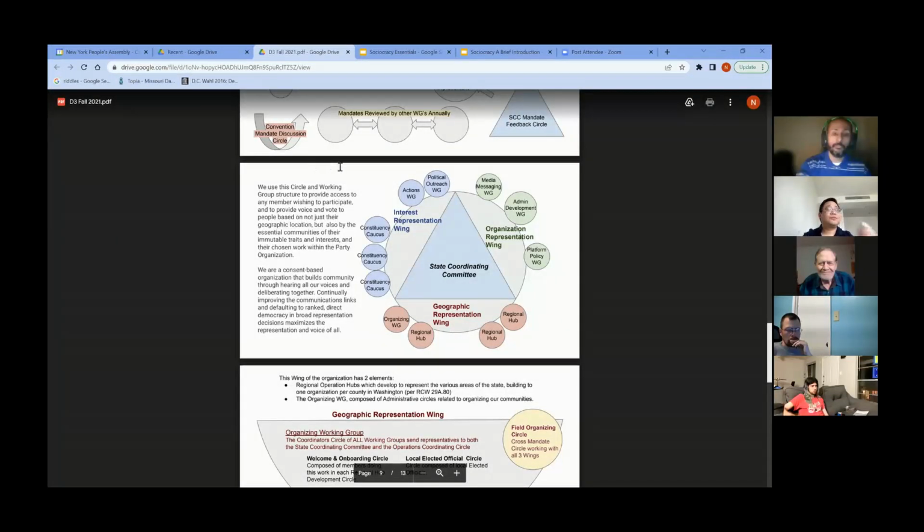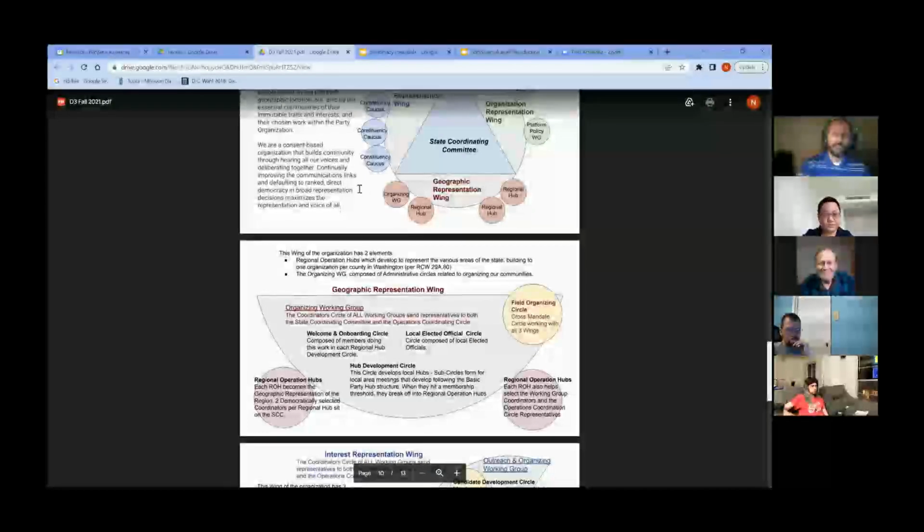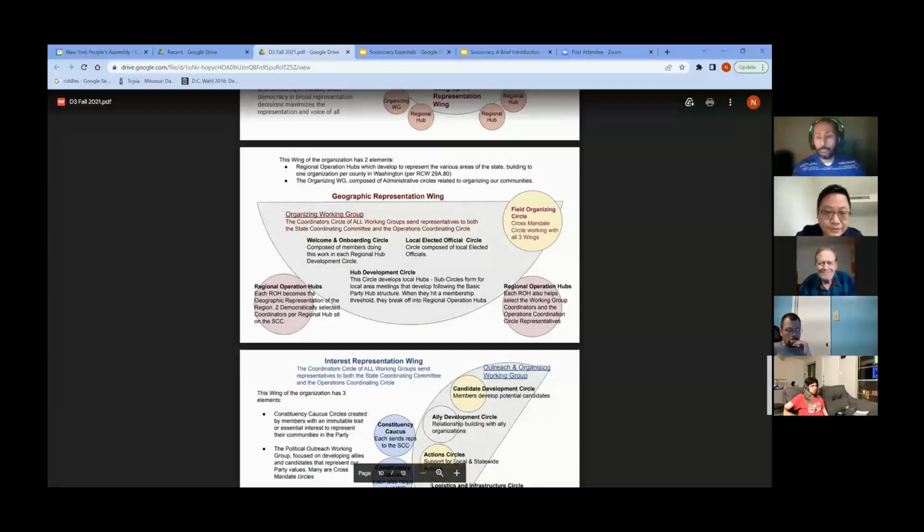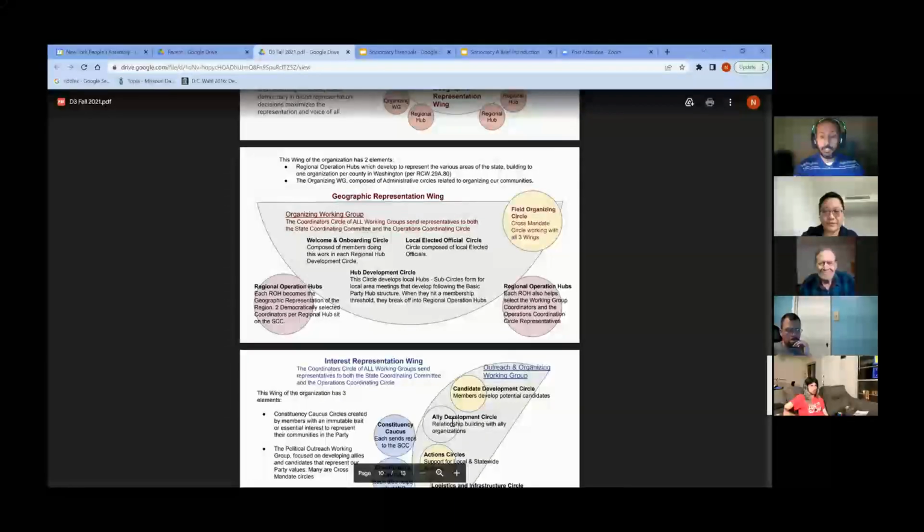The wing of the organization has 2 elements: regional operational hub and organization working group. So they're split up into different wings. There are 3 wings in each of these groups. So you have the geographic wing, the interest representation wing, and the organization wing. And this all ends up in the golden triangle of the state organizing committee, which is the mission guiding circle, the operation coordination circle, and the public advisory circle.